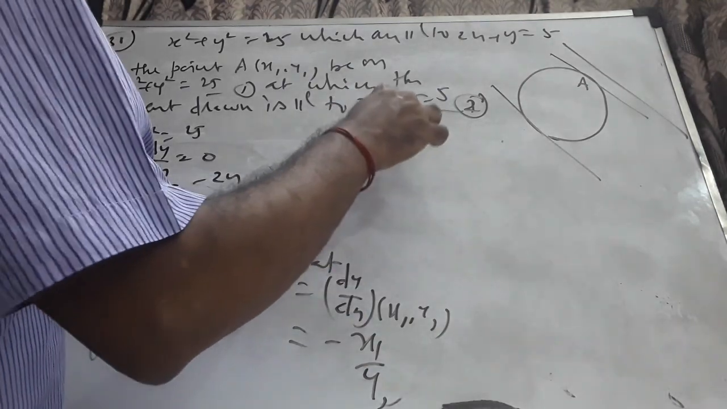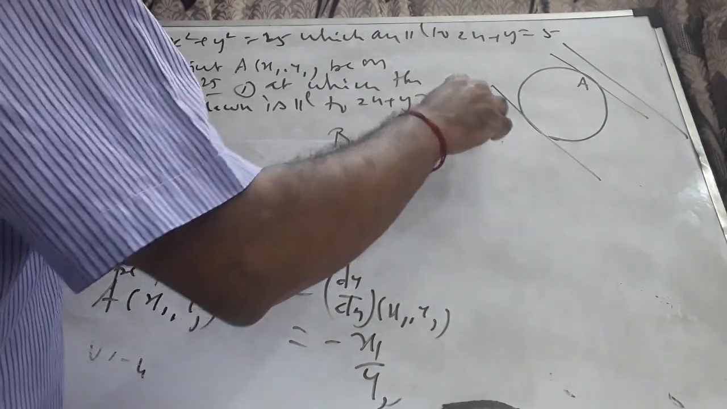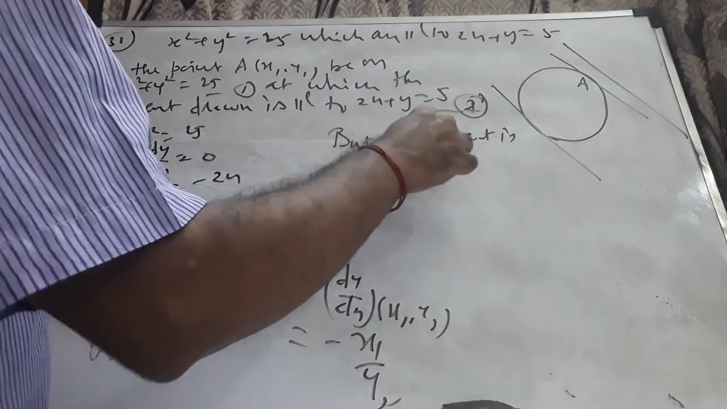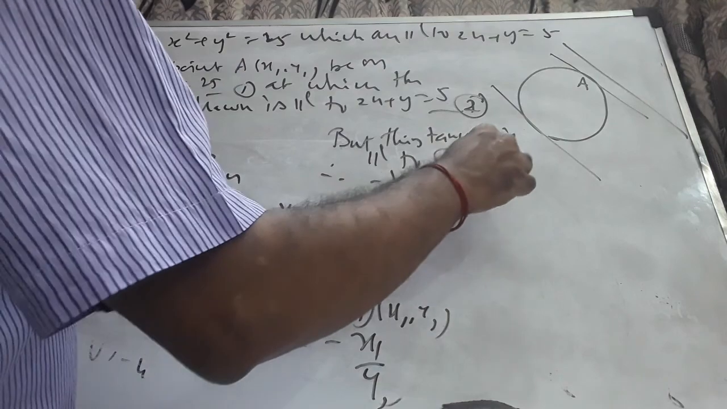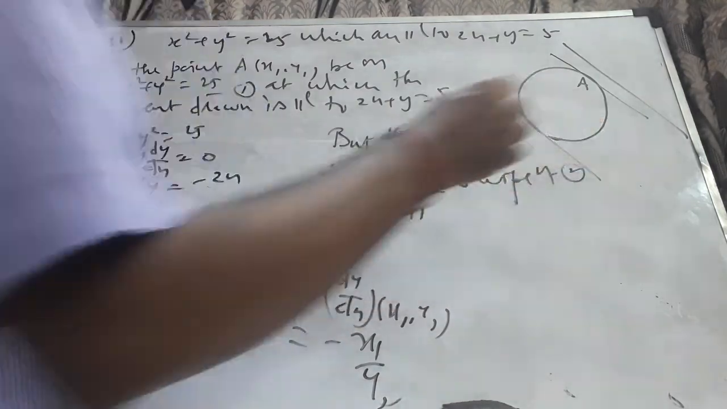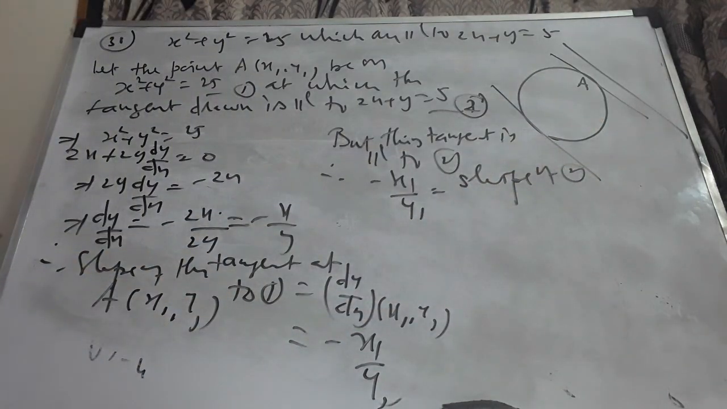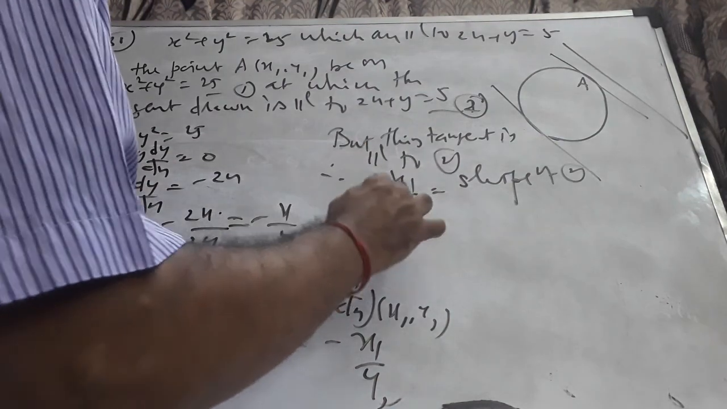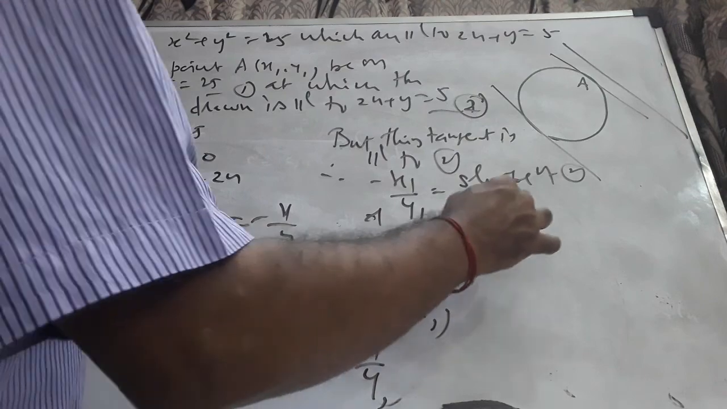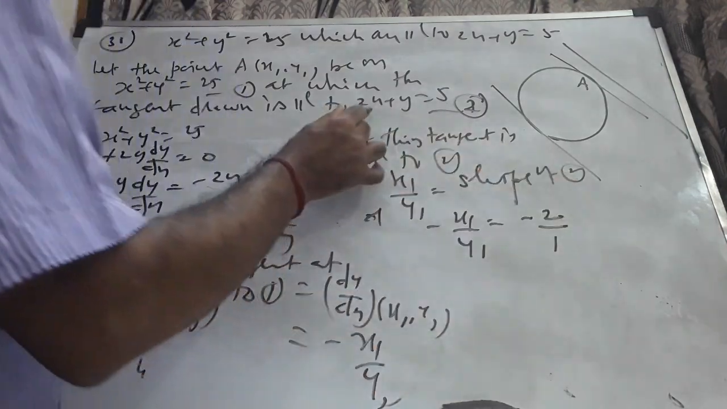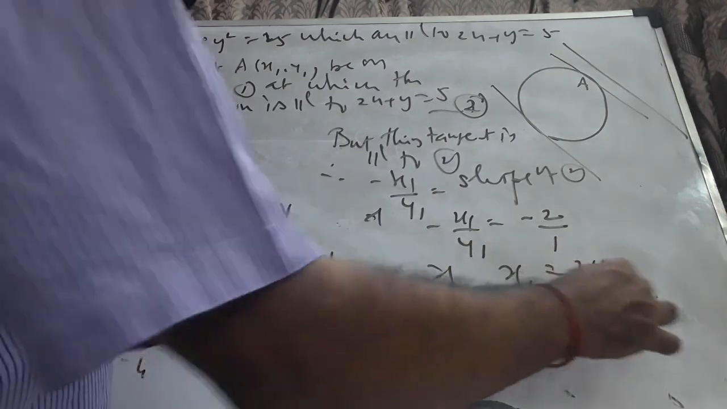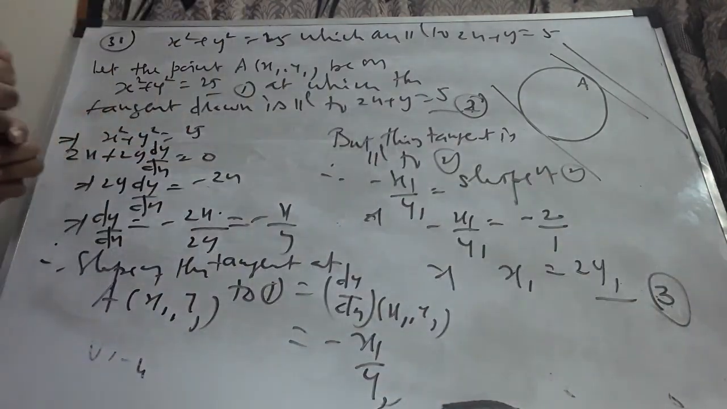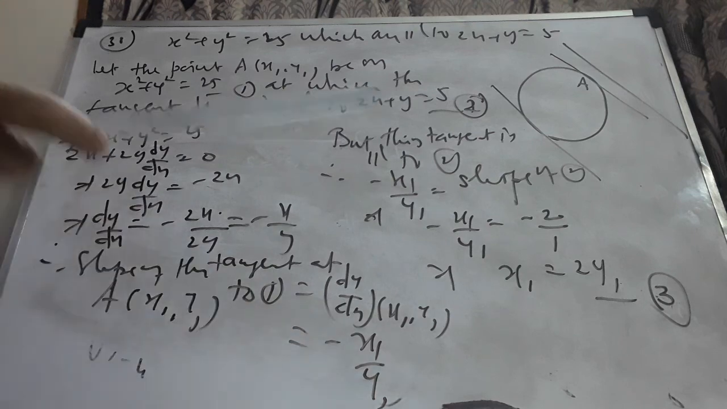But this tangent is parallel to 2. Therefore, minus x1 by y1 is equal to slope of 2. Two lines are parallel if and only if their slopes are equal, you know very well in two-dimensional geometry, which implies minus x1 by y1 is equal to minus a by b, is the formula. So this will imply x1 is equal to 2y1. Name this equation 3. I need the board, therefore I will explain once again.